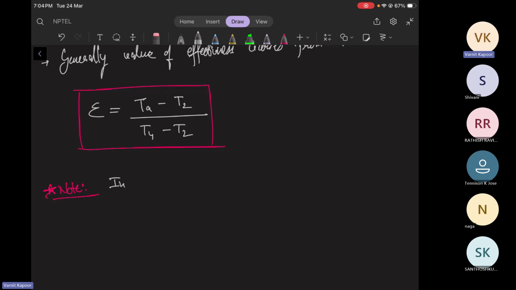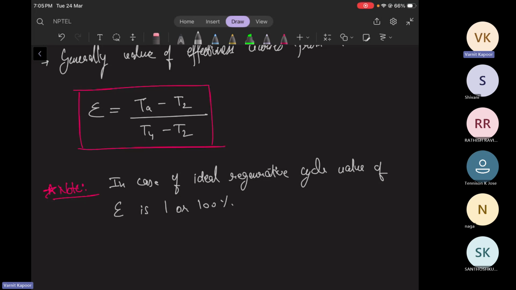In case of an ideal regenerative cycle, the value of epsilon is 1 or 100%. So what I mean by this is that the temperature of A could reach the temperature of 4 and the temperature of B can reach the temperature of 2. Then only it will be an ideal scenario.